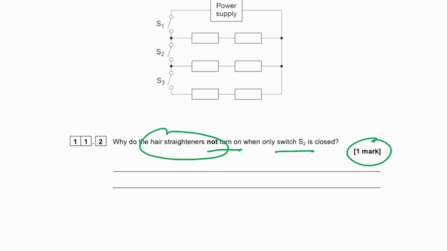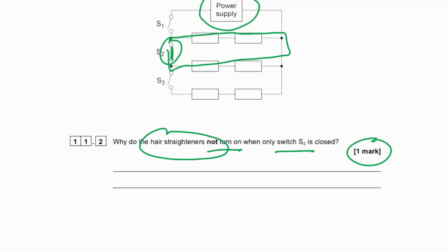Okay, so you need to be able to have a complete circuit. So when we close switch S2, technically now we do have a closed loop. This is now a closed loop. But as you can see, in this closed loop, you don't actually have a source of potential difference. The source of potential difference is up here. This is the power supply, okay?